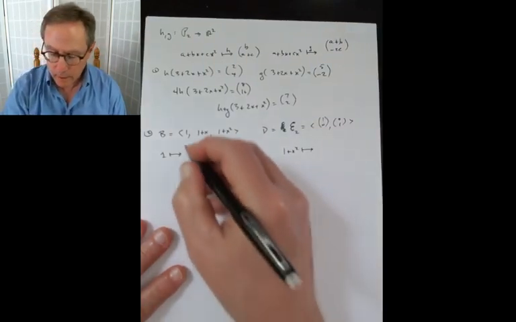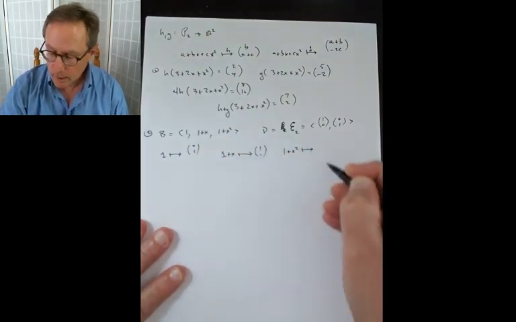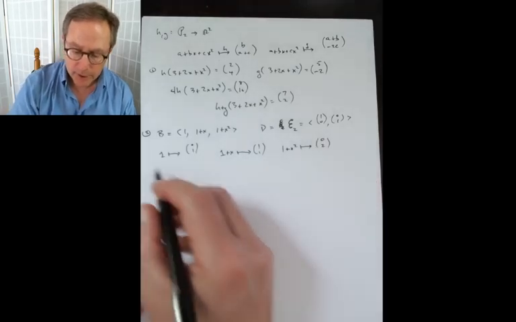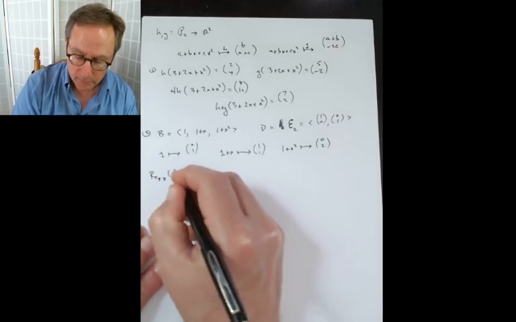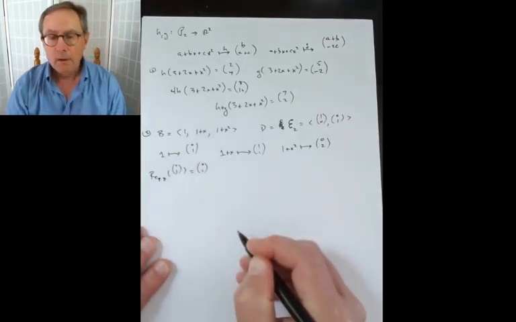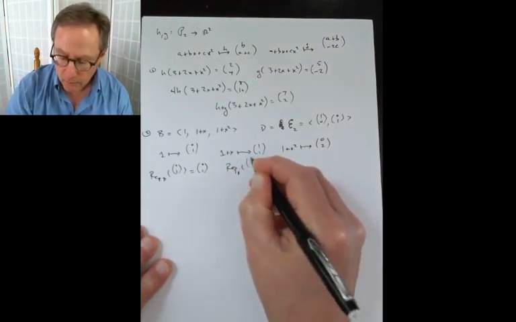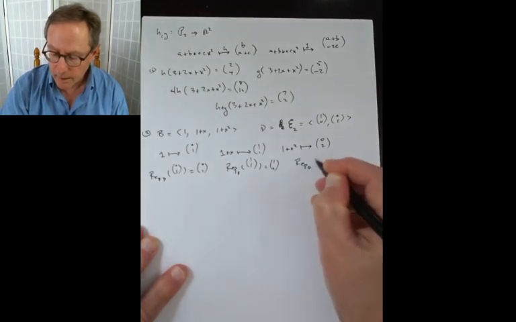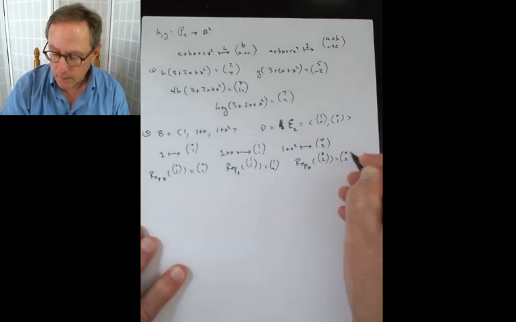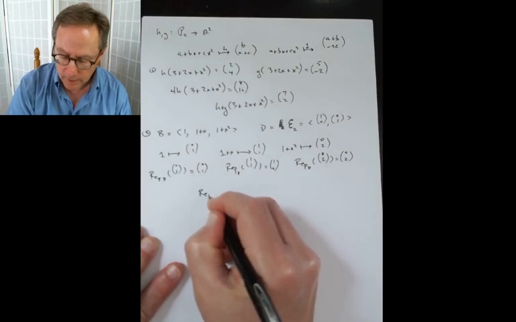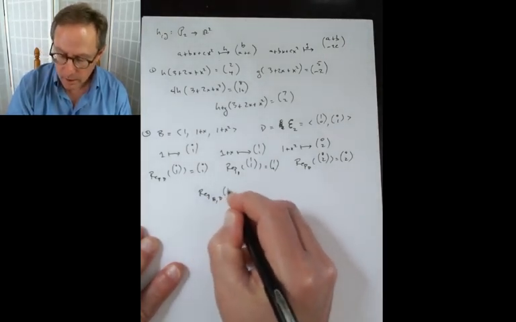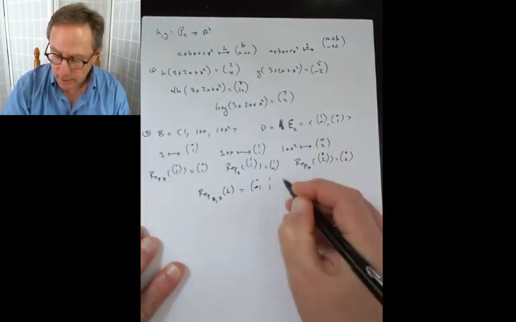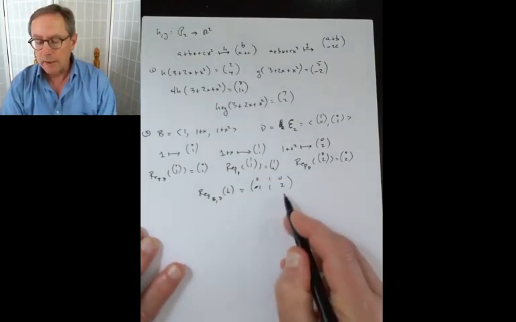So where do the elements of B go? They go to 0, 1, they go to 1, 1, and they go to 0, 2. And of course D is the standard basis, so vectors are represented by themselves. The representation with respect to D of 0, 1 is 0, 1. The representation with respect to D of 1, 1 is 1, 1. And the representation with respect to D of 0, 2 is 0, 2. When all the smoke clears, the representation of H with respect to B and D is you just put those three together: 0, 1 as the first column, 1, 1 as the second column, and 0, 2 as the third column.